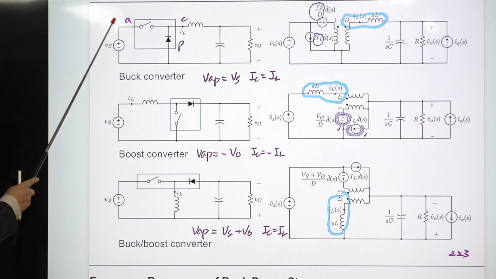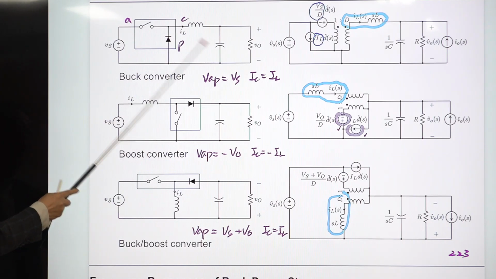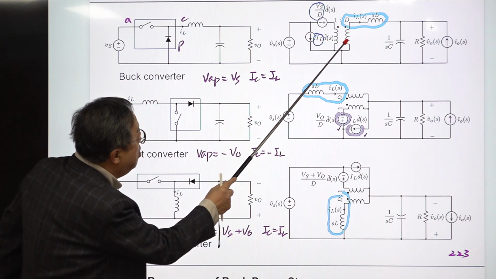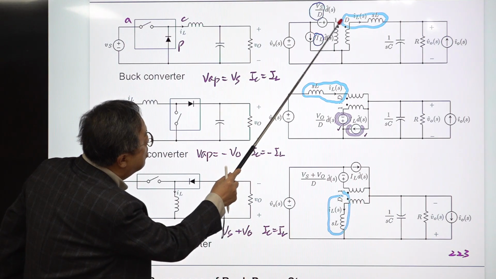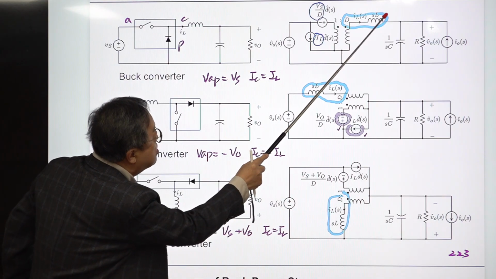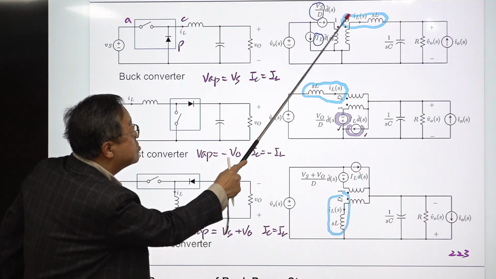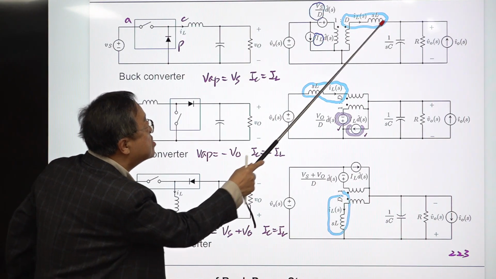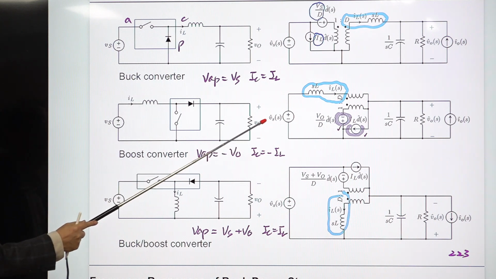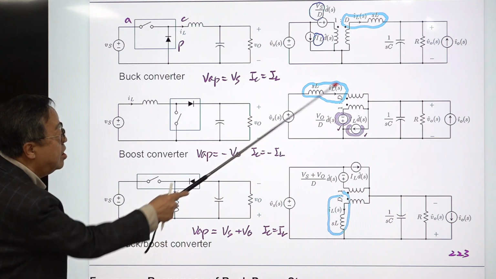So this is the small signal model of the buck converter. AP has the DC voltage across the AP terminals, the input voltage Vs, and IC is IL. Here again, the steady state duty ratio D comes together with the inductor. Don't use D prime here, that is wrong. Always D comes with this inductor here. This is the boost converter model. This is the common terminal, this is the active terminal, and this is the passive terminal.